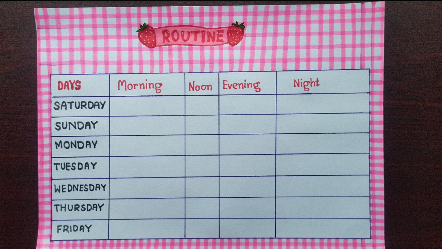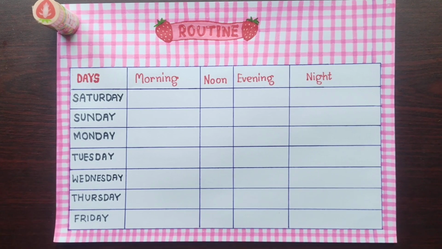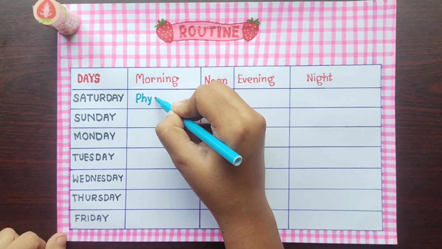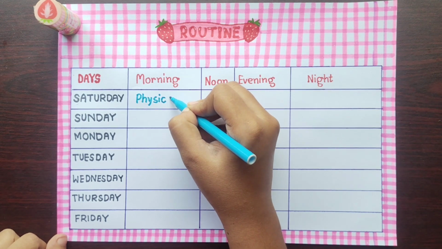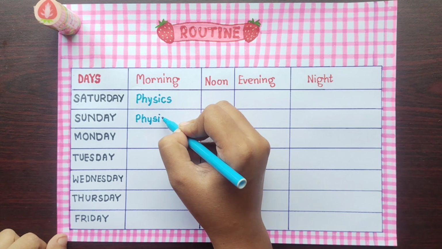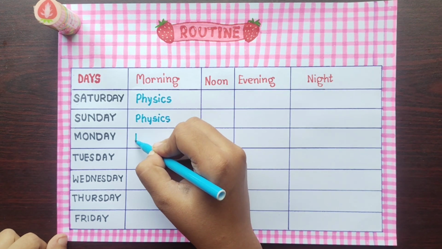First of all, I made 7 boxes for 7 days and 4 boxes for the timing: morning, noon, evening, and night. Always try to study just after you wake up. That time your brain is super activated. You can wake up at 5 am, 6, 8, or 10 am, but study just after waking up.